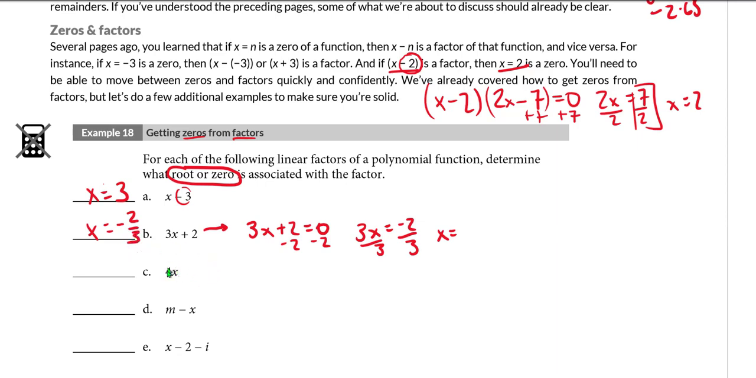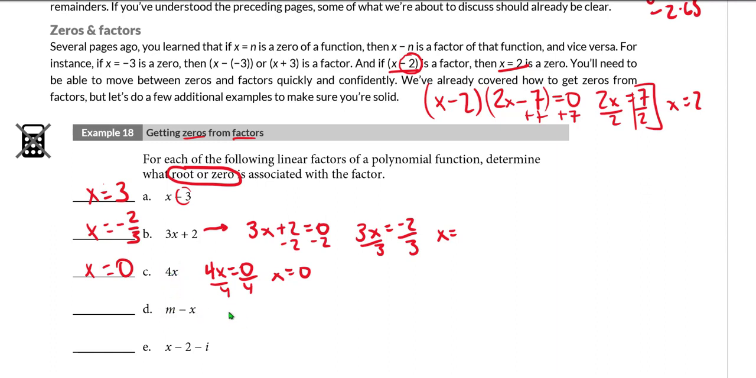Next, we have the factor 4x. Remember, we can also use the zero product property here. We can just set that factor equal to 0, divide both sides by 4, and of course we get x equals 0. So 0 is the root, or 0 is associated with the factor 4x.